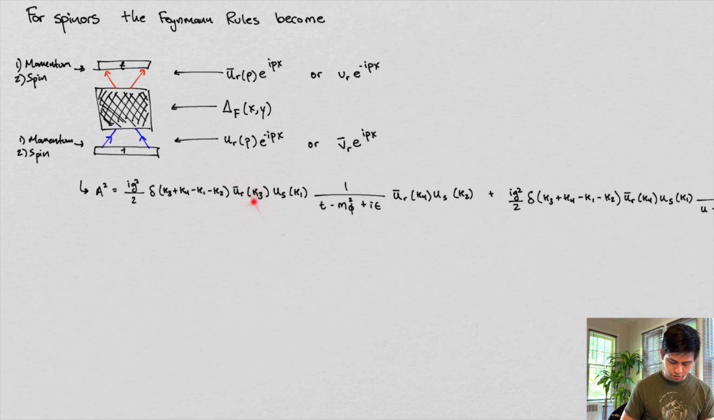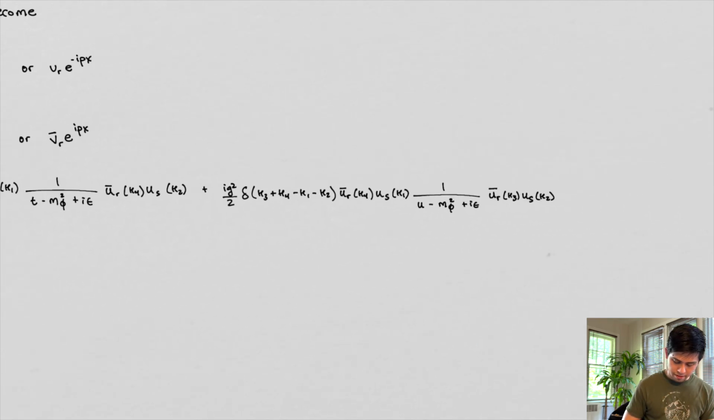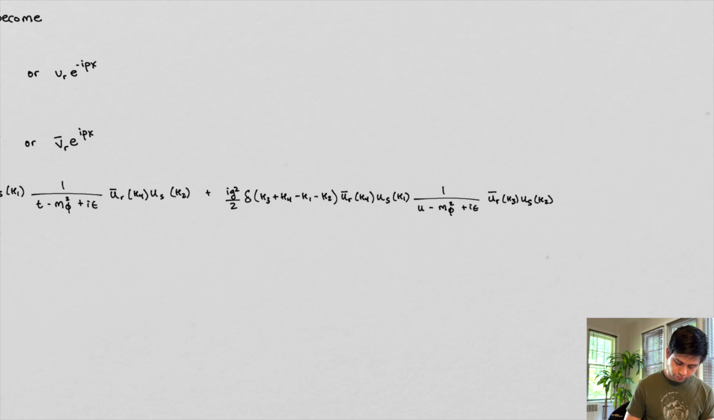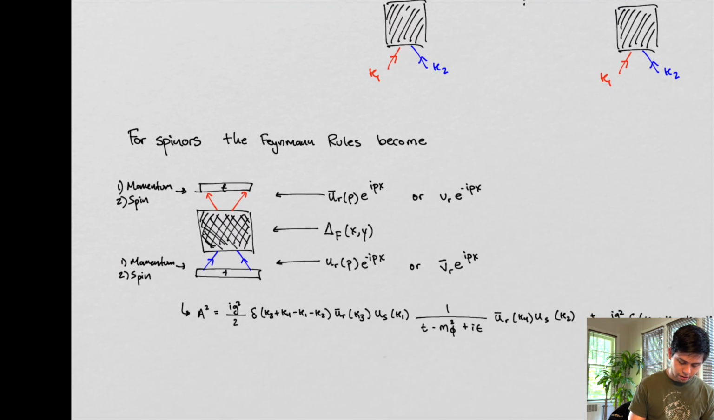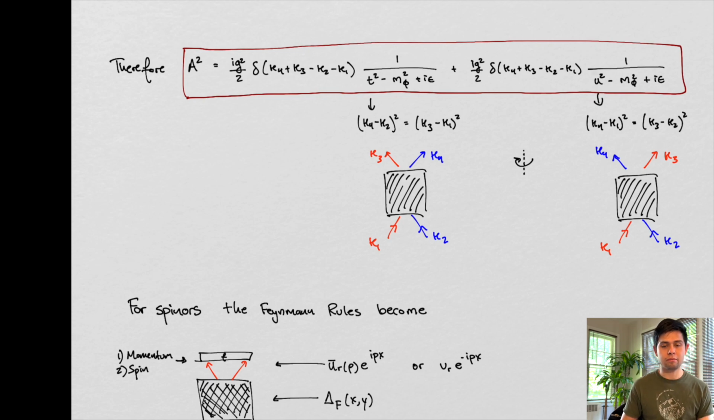So outgoing spinor, incoming spinor, outgoing spinor, incoming spinor, and then the same thing for these here. We're going to get into this later also. We're going to learn how to bookkeep what the spin is when we look at Feynman diagrams. But anyway, this is kind of a long video, so I'll call it here.